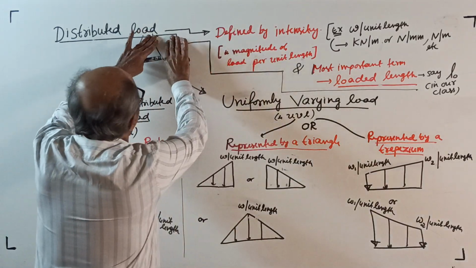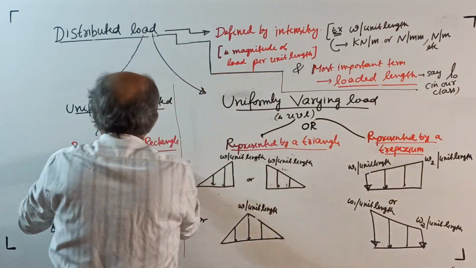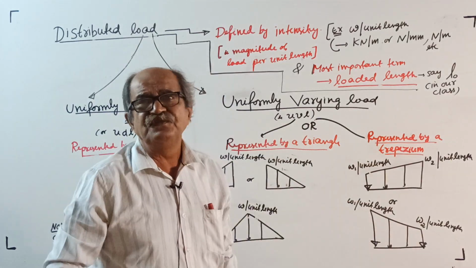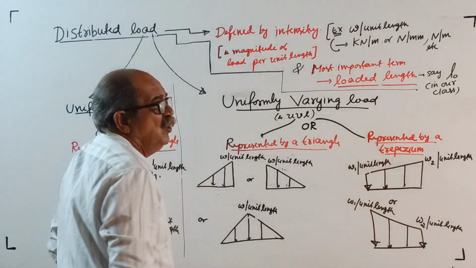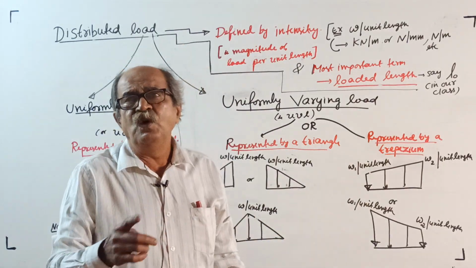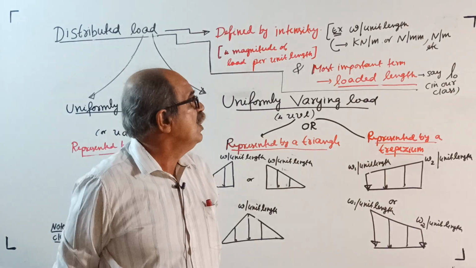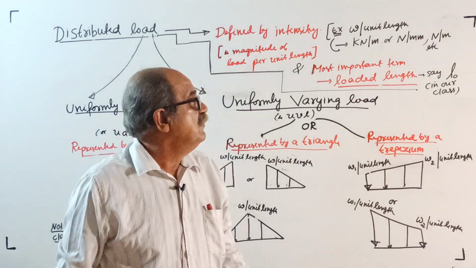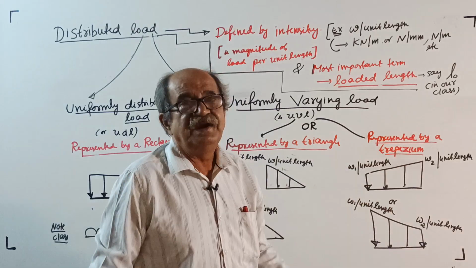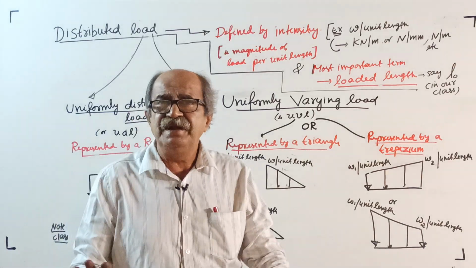This is the main part for distributed load. What I wrote here is for distributed load. It can be for UDL or for UVL. UVL is represented by a triangle or by a trapezium, it does not matter. Distributed load: load is spread over some length. You can make a note. A distributed load is one where the load is spread or distributed over some length. That length over which it is distributed we call loaded length. But later our L naught is the loaded length considered. I will tell you why. There is a difference between the actual total loaded length and the loaded length considered. This all I will tell.